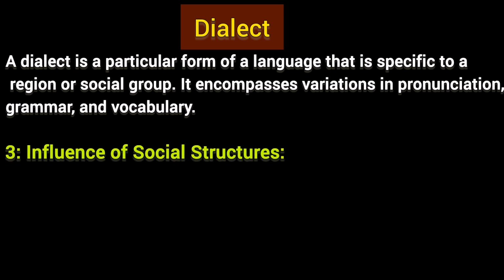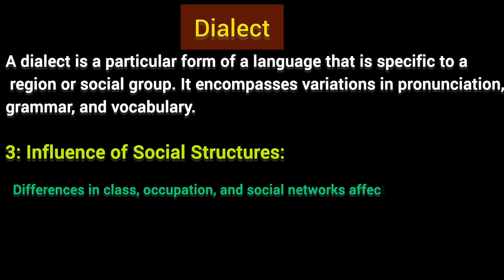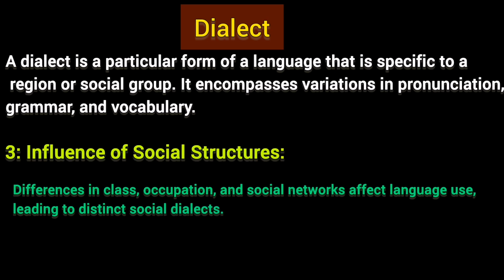Influence of social structures. By this point, it means that differences in class, occupation, and social networks affect language use, leading to distinct social dialects. Simply, you can take as an example that the received pronunciation associated with the British upper class differs from regional working class dialects. Basically, you must have observed that higher social classes often have better access to education, which typically emphasizes the standard language variety. This can lead to their speech patterns aligning more closely with the standard form.